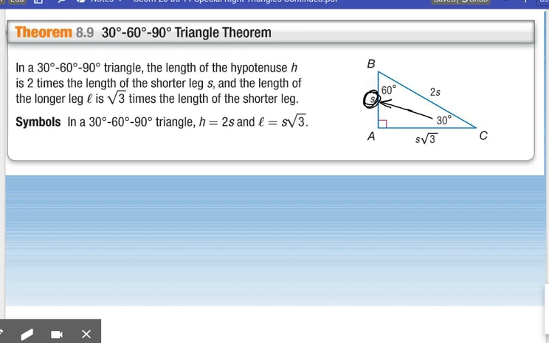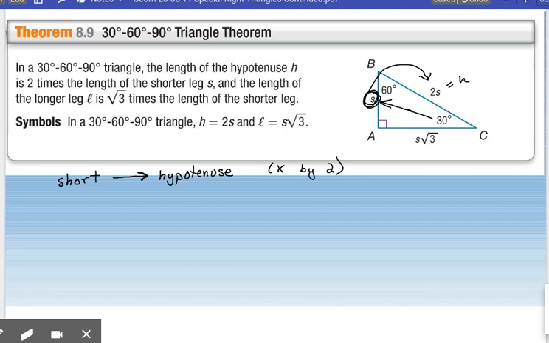And from here, there are two ways to go. I can go from my short side to the hypotenuse. And notice we're going from S, there's my hypotenuse. Remember, the hypotenuse is opposite the right angle. Notice that you're just multiplying by 2. So multiply by 2.